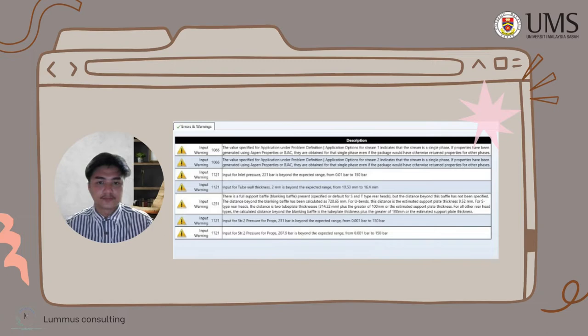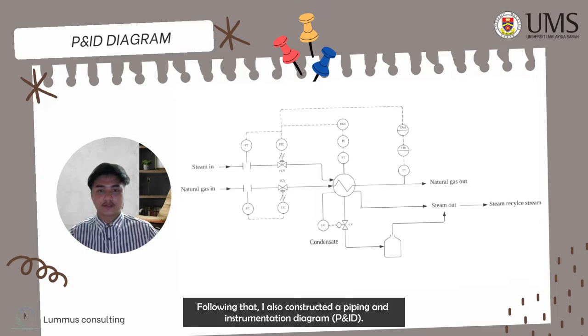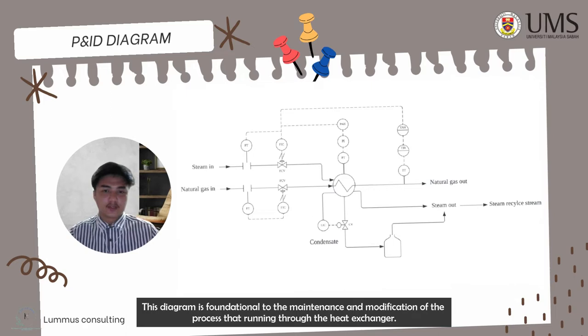Following that, I also constructed a piping and instrumentation diagram, P&ID. This diagram is foundational to the maintenance and modification of the process that's running through the heat exchanger.